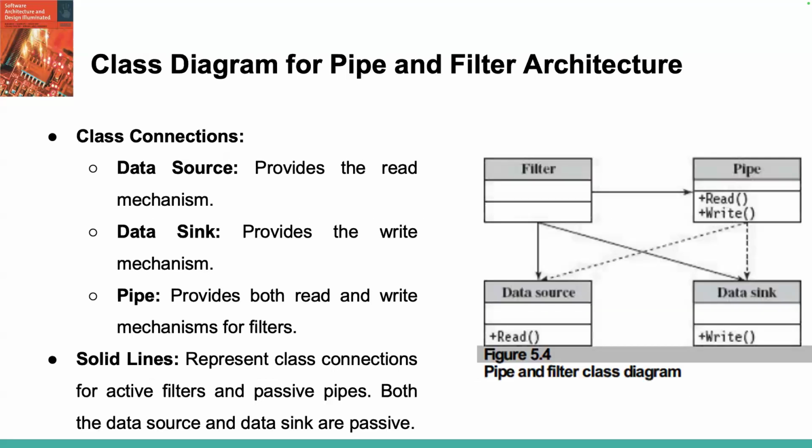To understand how the pipe and filter architecture works in practice, let's look at the class and sequence diagrams. In the class diagram, we have several components: the data source, filters, pipes, and the data sink. The data source provides the initial input, and the filters process the data step by step. The pipes handle the transport of data between filters. Notice that these components interact with each other in a very modular fashion, with clearly defined roles for each component.